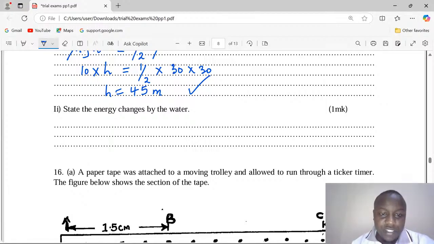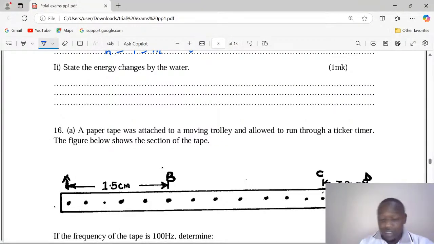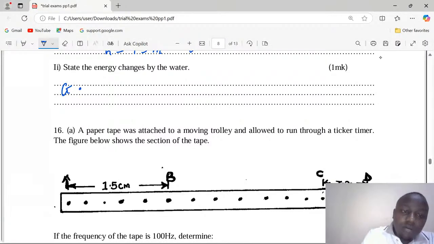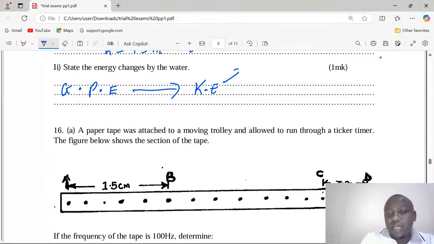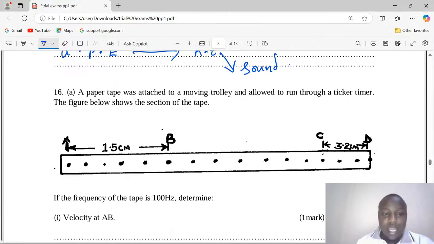State the energy changes by the water. There is gravitational potential energy, then kinetic energy, then sound as it lands. So there is gravitational potential energy. As it falls, it becomes kinetic energy. But during the landing, some energy will become heat, and some other energy will become sound as the water falls down. So these are the expected energy changes.